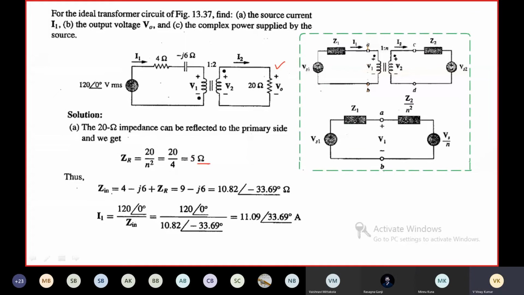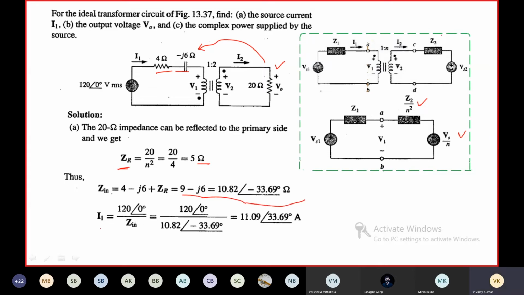Then what will be the total impedance? This Z2 is shifted to the primary side, so you get Z2 by N squared. Again, this voltage will be shifted to the primary side, so Vs by N. Then Zin is equal to 4 minus j6 plus the impedance shifted to the primary side, that is Zr. You're going to get this.